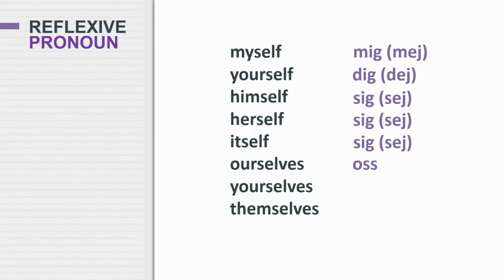So what would you guess that yourselves would be? Well, yourselves would be er. And then themselves would be sig. So what you can see is that for himself, herself, itself, and themselves, you would use sig in all those cases. And for the remaining ones, you use the regular object pronoun, like to me, till mig.